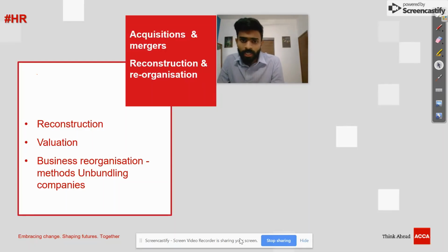The most tested valuation areas are free cash flow methods, either free cash flow to the firm or free cash flow to equity, and the PE ratio method, that is, the P divided by E ratio. These are the mainly tested areas. So there are so many wonderful questions in past examinations to practice on this area. Please be careful about this area.